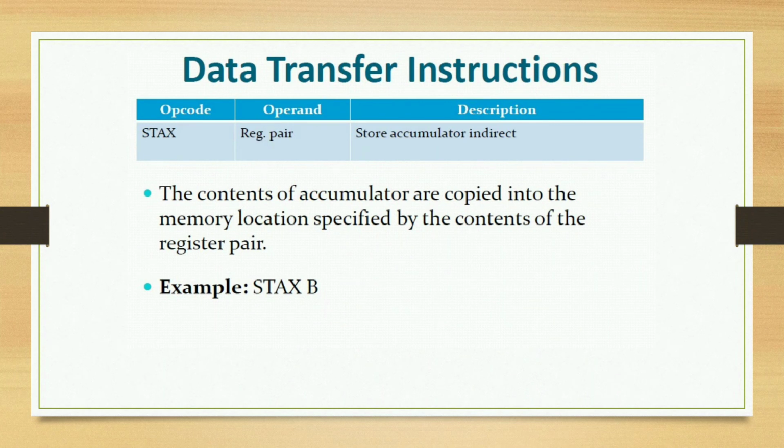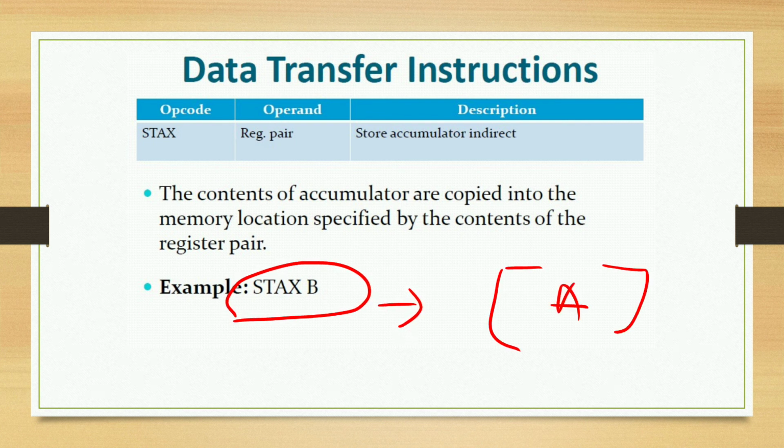STAX register pair, store accumulator indirectly. The content of the accumulator is stored in the memory location whose address is in the register pair. Consider an example, STAX B will store the content of the accumulator in the memory location whose address is in the BC register pair. B means BC register pair.